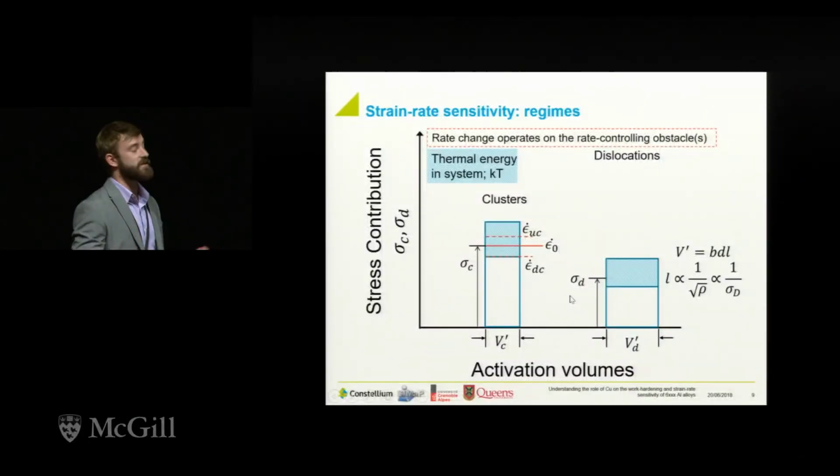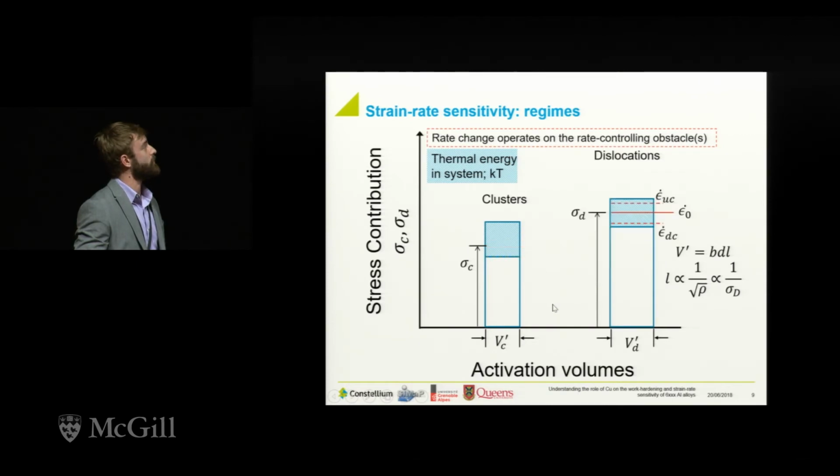As we begin to deform the material, we increase the dislocation stress such that the total stress increases. And they're going to have a certain activation volume associated with them. We then increase the dislocation density more as we go through work hardening. And as you can see here, the rate controlling obstacles will now become dislocations rather than the clusters.